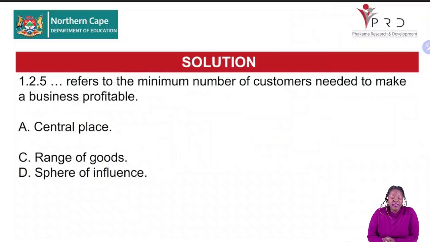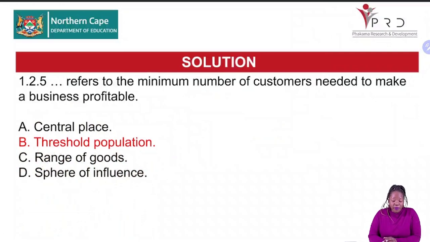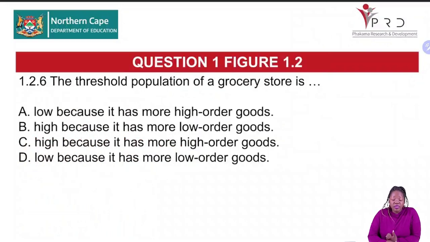So we are looking there, our option is B. So B is a threshold population. Remember, we said this is the minimum number of customers that are needed in order for the business to be able to make a profit or to be able to operate daily. And then we're moving to question number 6.